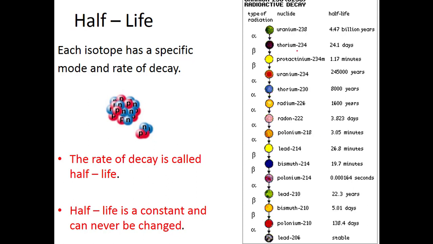And if you look over here, you can see the half-lives of particular nuclides over extended periods of time. So if we're looking at this particular series, you can see uranium's half-life is 4.47 billion years. It takes quite a bit of time. But you could see something like polonium-214 has a half-life of 0.000164 seconds. So we can have very long half-lives or very, very short half-lives.